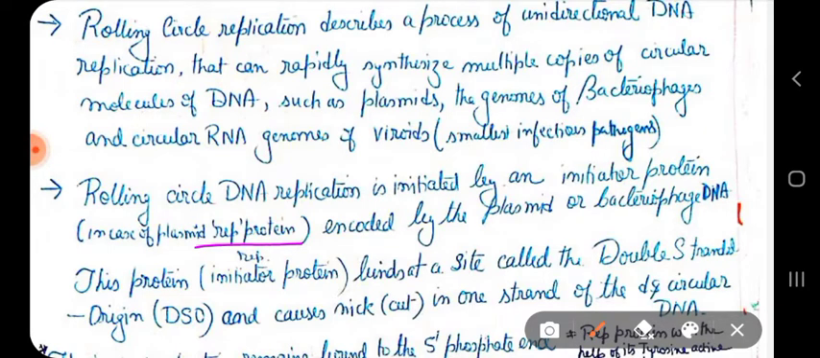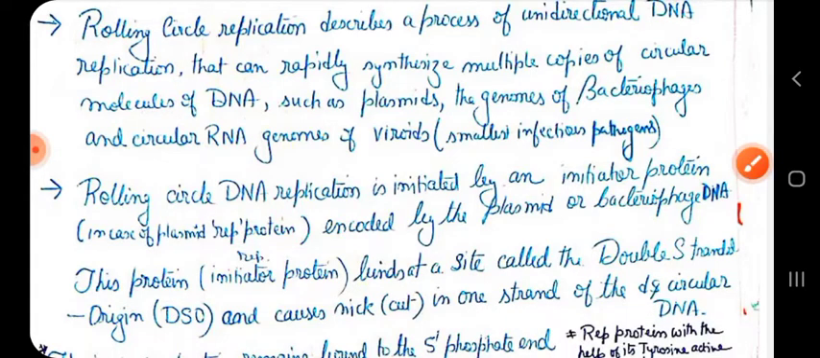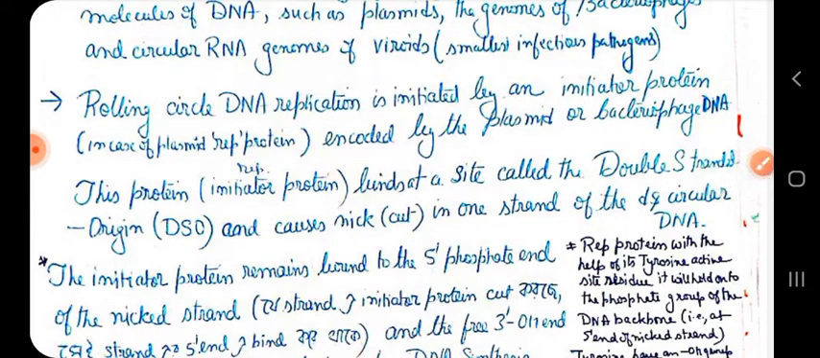Similarly, the same type of REP protein is found in the bacteriophage DNA, right? Now, this protein, which is known as REP protein, binds to a certain site in the circular DNA.